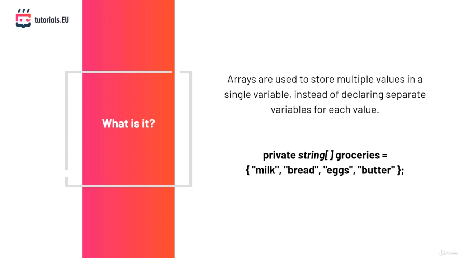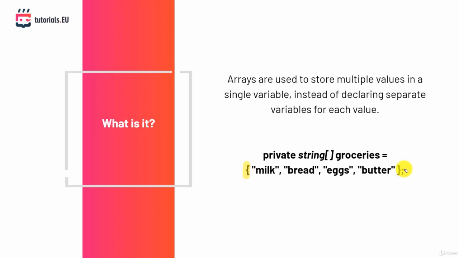So here you can see an example array. We have the private keyword, which indicates that this will be a variable that will only be usable within that same script. Then we have the data type string, and we have those squared brackets. So these are indicating that this variable called groceries should be an array of type string. And then after the equal sign, we're assigning the values that we want to assign to this groceries variable.